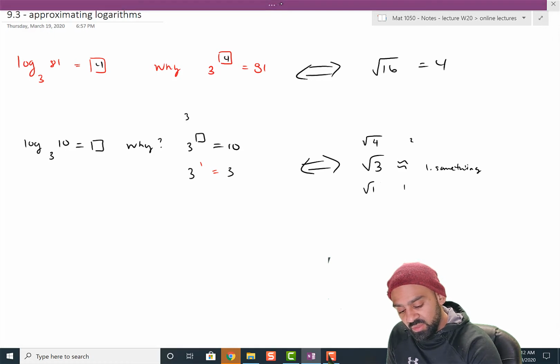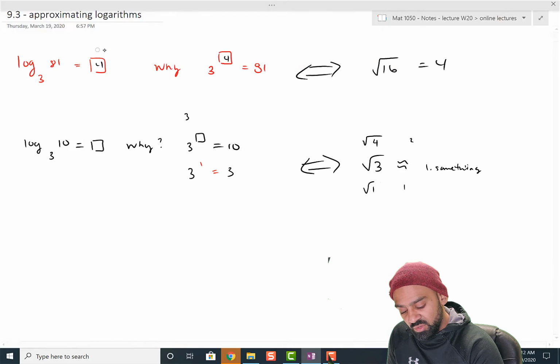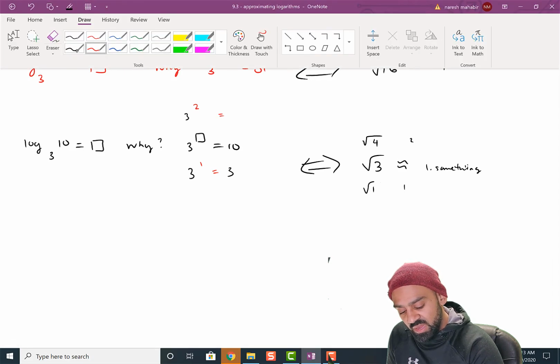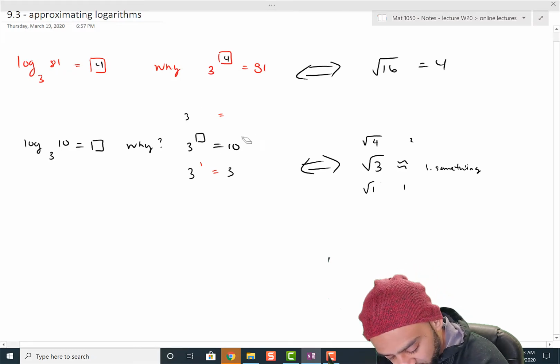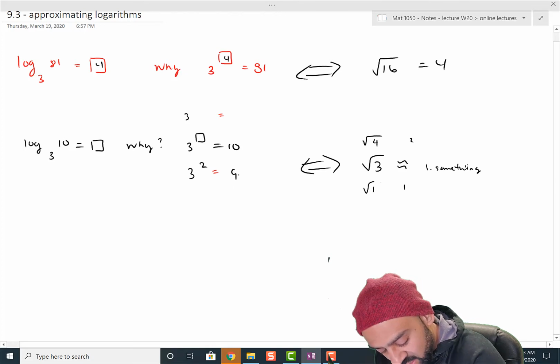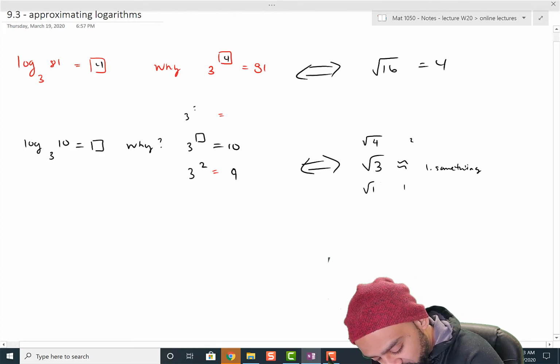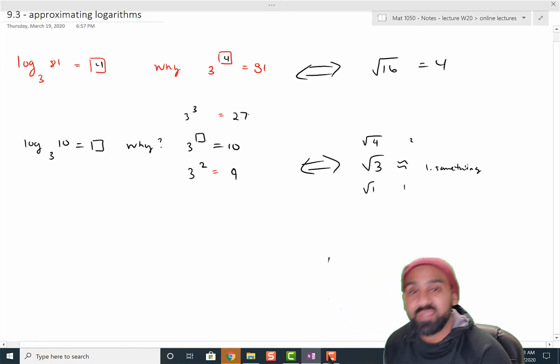Well, 3 to the second power is equal to 9. Oh my goodness, look, that's still too small, so that's still underneath it. Everybody see what just happened there? So that's 9. Now maybe we need to go one higher. So 3 to the third power, well, that's 27.